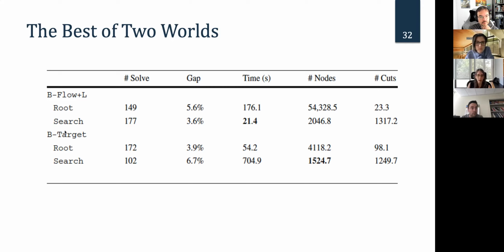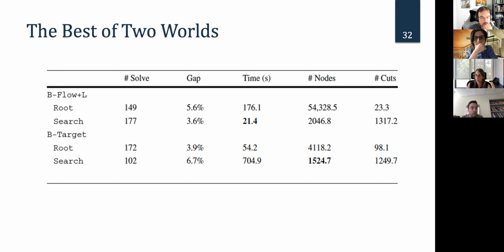so almost 30 more. But the opposite for the target cuts. The target cuts were very good if we only add a few of them because they were more computationally expensive. So at the root node, we were solving 172 instances. But if we add them in every single node of the search, since they were taking 100 times more time, in the end we solved fewer instances, barely 100. And we can see the same way solving times and everything for the instances that everybody was able to solve.